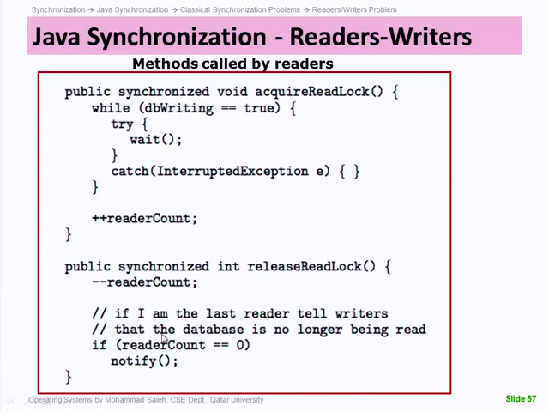Now on releasing, we said only the last reader. So the releasing code, we have list reader. List reader means minus minus reader count. And only the last reader can awaken a thread that had been blocked.